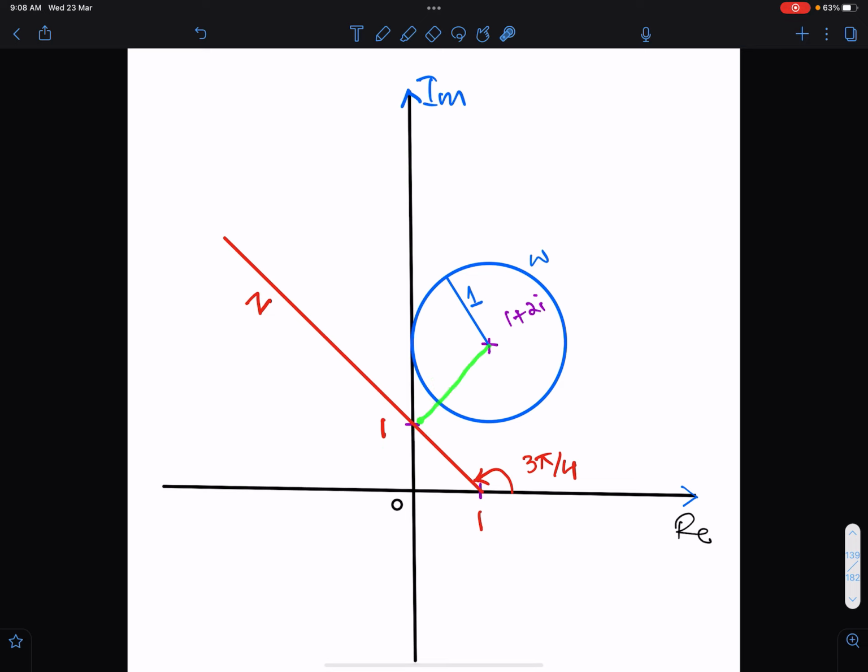So to get the positions of W and Z, drop a perpendicular from center to this line. So here is W and here is Z. And this distance is required, this one. Now how will you find this distance? This is very simple.